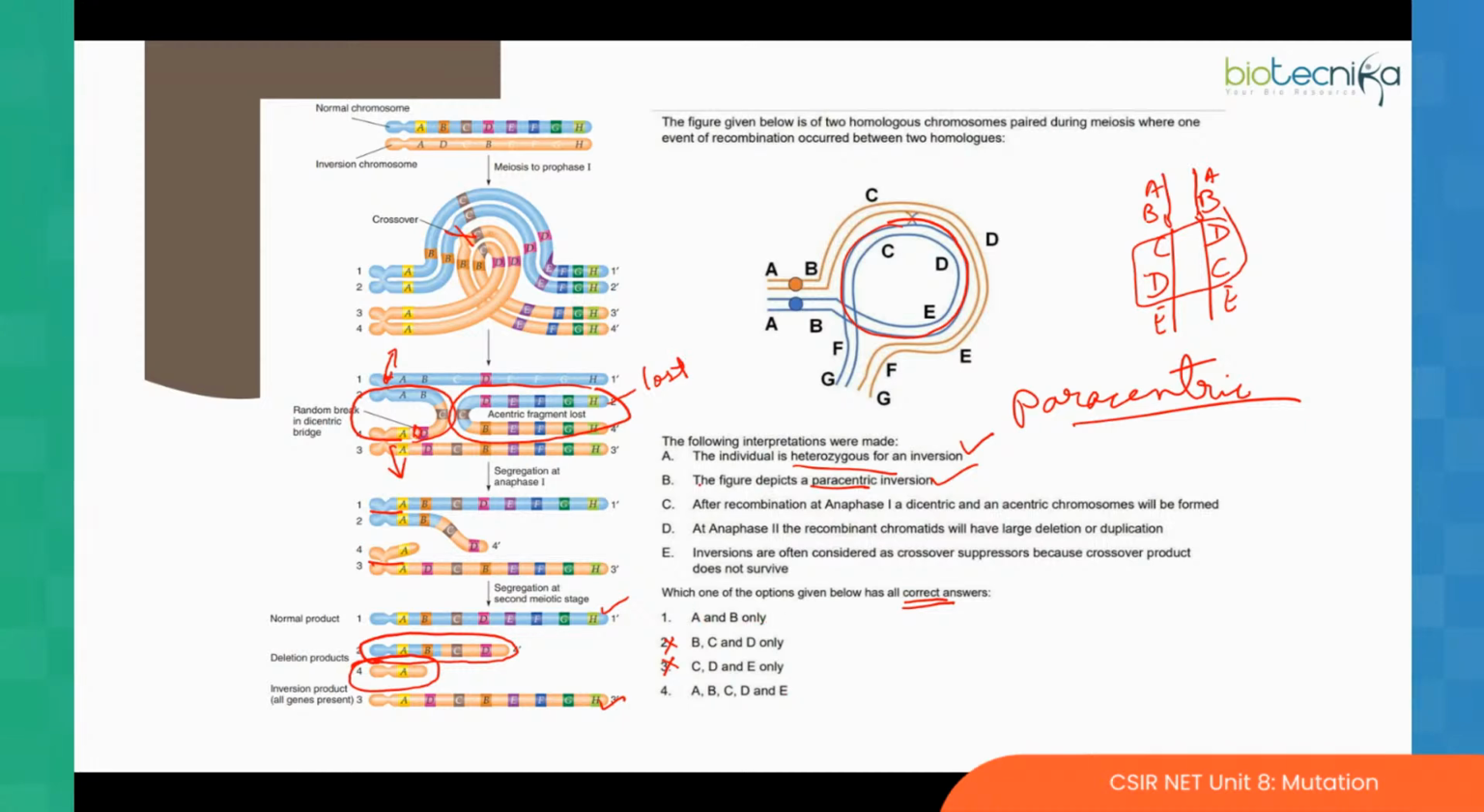Now check C. After recombination at anaphase 1, a dicentric and acentric chromatid will be formed. That is absolutely correct. That is what happens in paracentric inversion. So C also is correct. As soon as you determine that C also is correct, you can eliminate option 1, and you know your answer is option 4. This way you can save much time in solving. You don't have to waste time analyzing these two statements altogether.